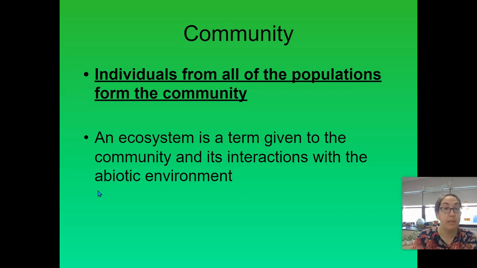Community. So community are the individuals from all populations. So a community would be all of the herons, all of the fish, all of the dragonflies that live near that pond. So that's the community. It's all the populations living together. So an ecosystem really is the community and its interactions with the abiotic factors. So it is all of the fish and all of the herons and all of the dragonflies living together, interacting with the sunshine and the water and the rocks. Ecosystem encompasses all of that.